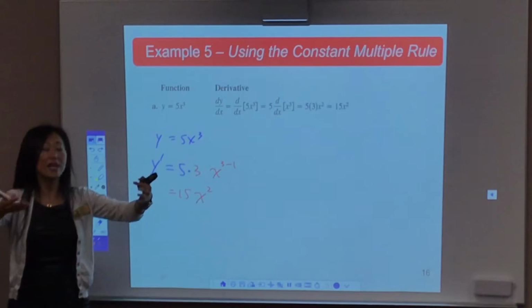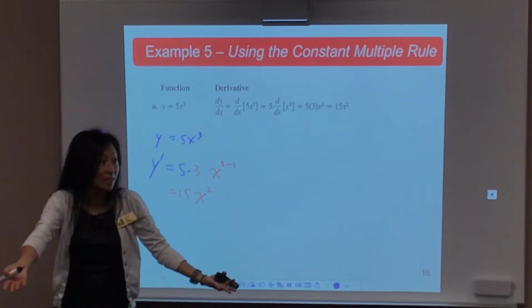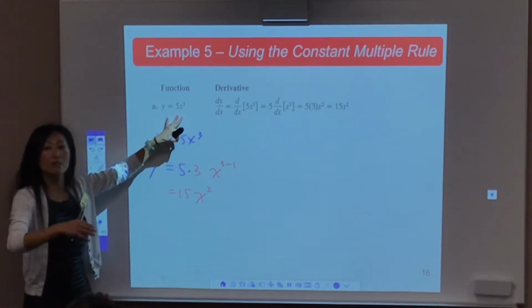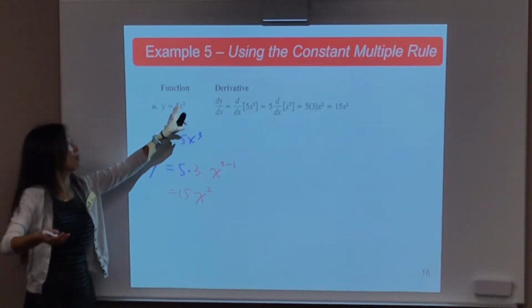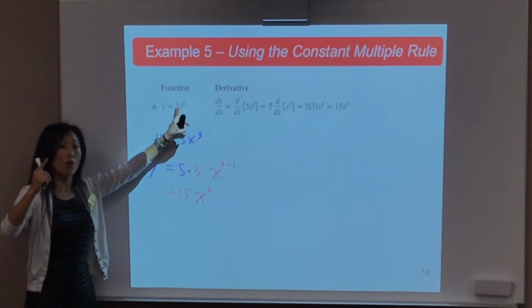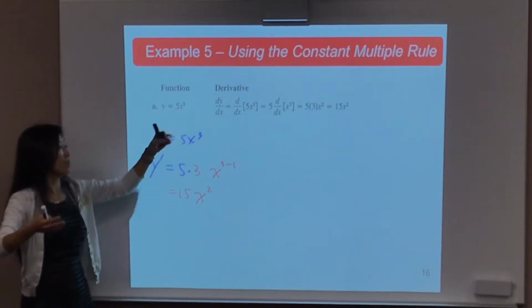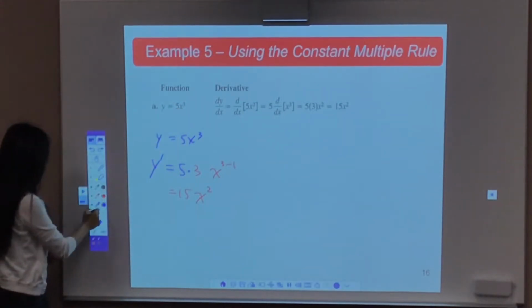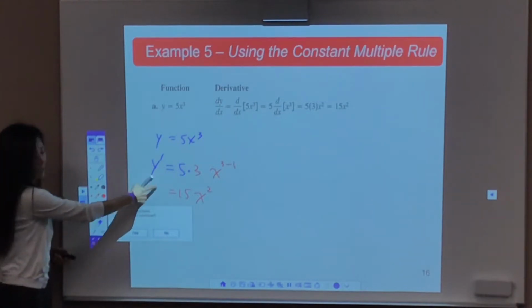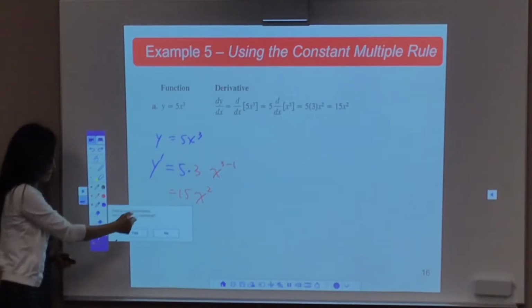You just multiply that with your power. That's it. So this is the same as the power rule, but you just have a coefficient other than 1. So this is the same as the power rule. You just have a constant that's other than 1. Is this clear to you now? Mm-hmm. Okay.